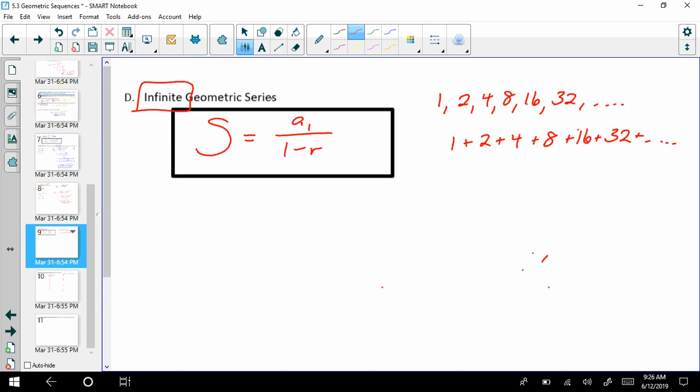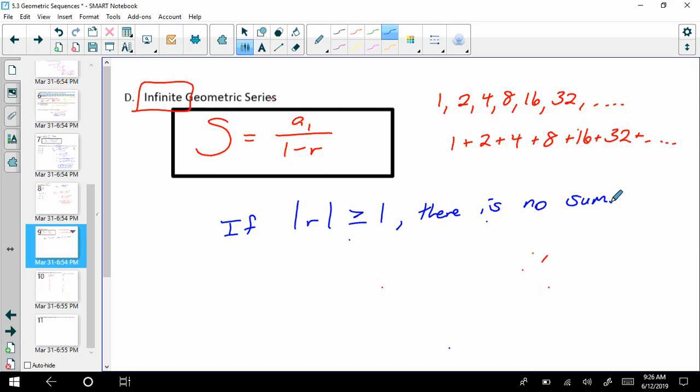Now, I forgot to mention on this formula up here, you might want to make this note. This formula, if the absolute value of r, remember the absolute value just turns something positive. So if it was -2, it would become 2. If the absolute value of r is greater than or equal to 1, there is no sum.